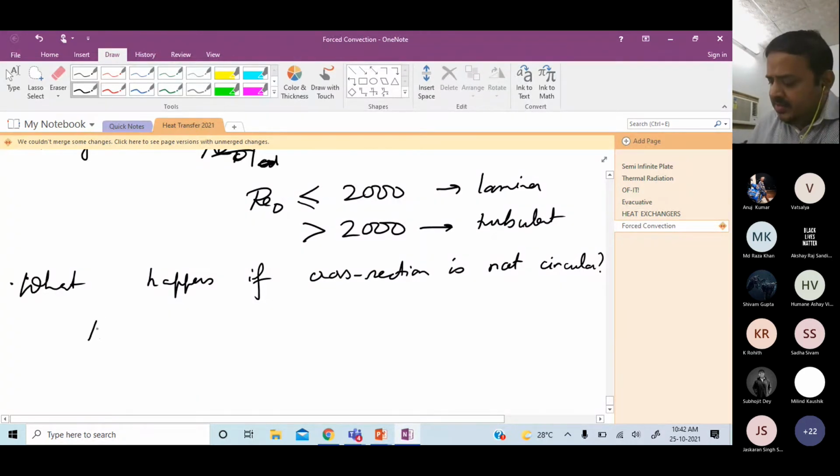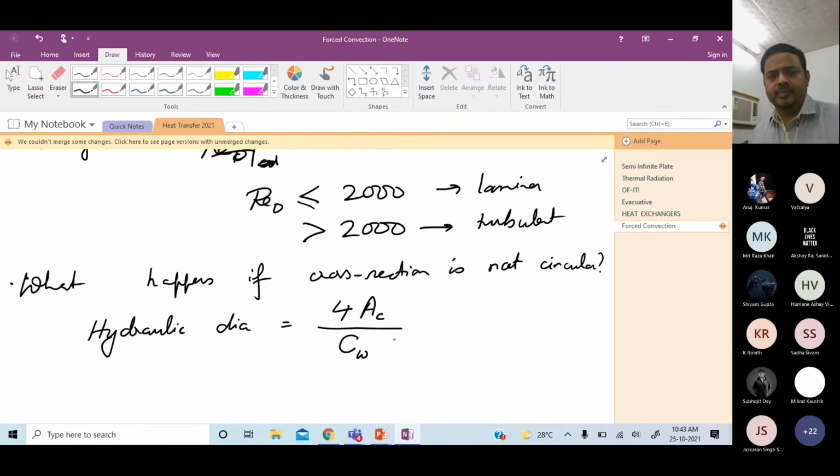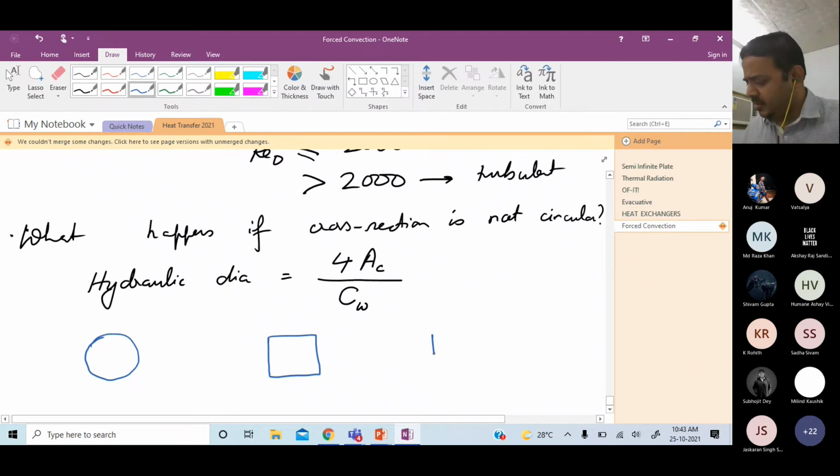Okay. Then we use a concept called hydraulic diameter, which is 4 times the cross-sectional area over the wetted perimeter. What do I mean by that? Consider this. Circle, square, rectangle with sides A and B.